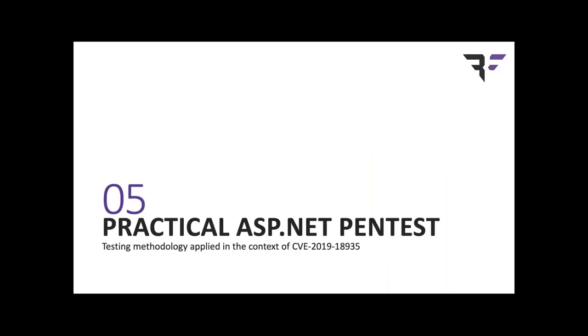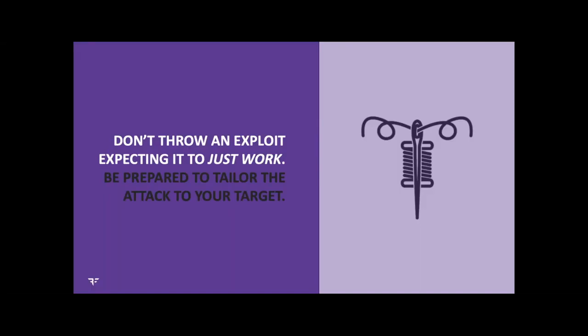At this point, we know how to exploit the vulnerability. I want to show you what it looks like to exploit it while dealing with all the nuance that a real target provides. We're going to walk through some tips and tricks that I've picked up for exploiting ASP.NET web applications in the context of testing this insecure deserialization bug. And the theme for a lot of the things I want to talk about is that you shouldn't throw an exploit expecting it to just work.